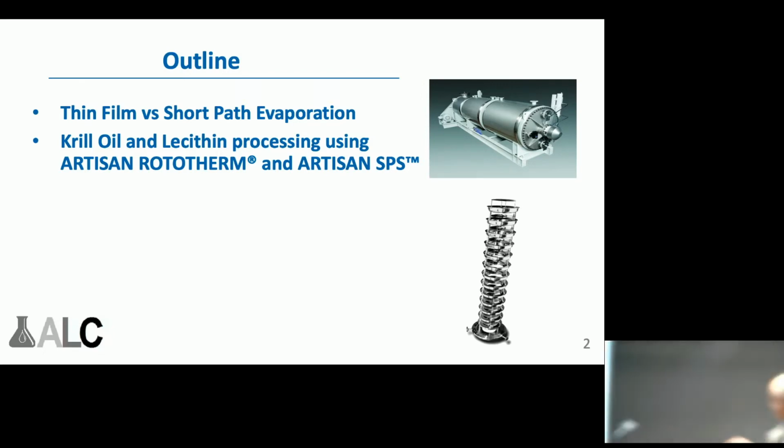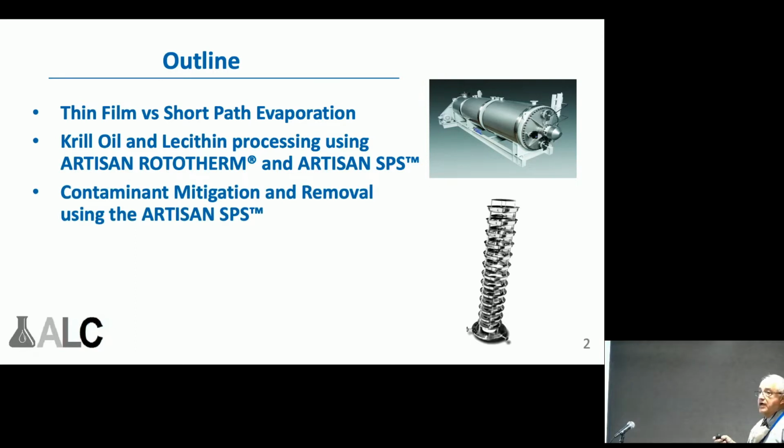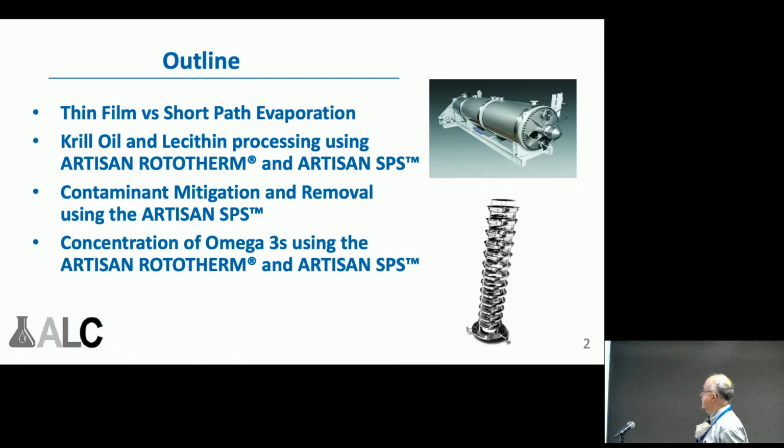I will talk about what are the principles involved in this, and also we are able to remove contaminants. So it can be a simultaneous process of purifying, removal of contaminants, and also concentration of some of these bioactives that I will get to in a minute. Then I will talk about how we are concentrating omega-3s. This is another exciting area where the industry is very active right now, how to concentrate these pharmaceutical grade omega-3s.